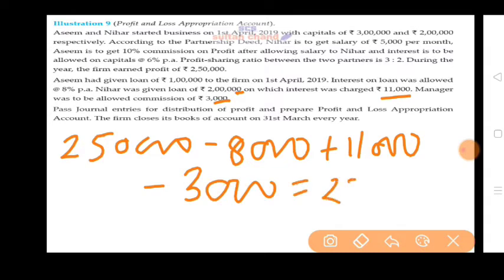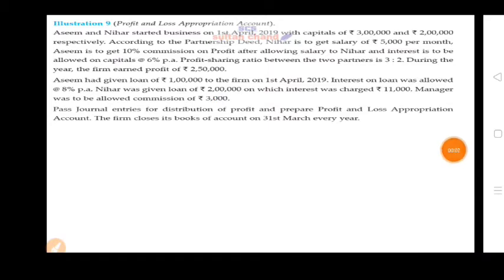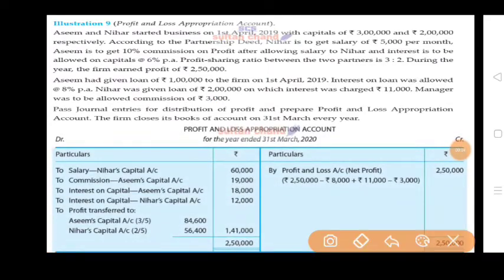So our net profit which we have to transfer to the profit and loss appropriation account will be 2,50,000. We'll start our question with 2,50,000 after deducting the charges against profit and adding the interest which was charged on Nehar's loan which we have given to Nehar. So 2,50,000 net profit will be credited after deducting all the charges and interest received. Then the salary of Nehar will be debited. It was 5,000 per month. After converting it into a year, 5,000 times 12, it is 60,000. Then commission will be debited.